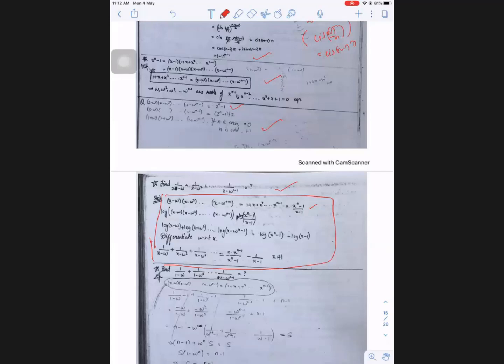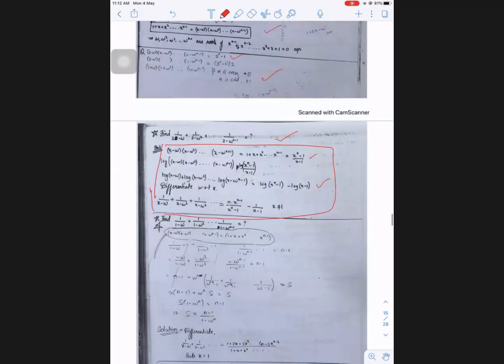Because this result is true for any numbers, we are doing it like this. If you apply the log A, log B formula: log(x − ω) + log(x − ω²) + so on + log(x − ω^(n−1)) equals log((x^n − 1)/(x − 1)). Here we use log(A/B) = log A − log B.